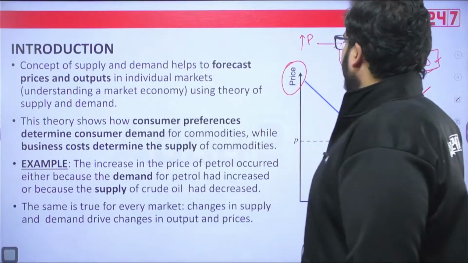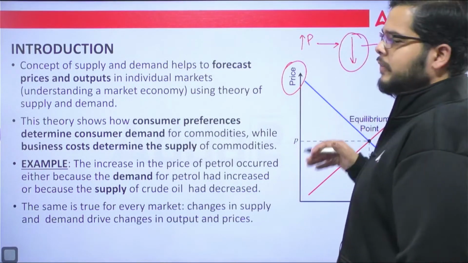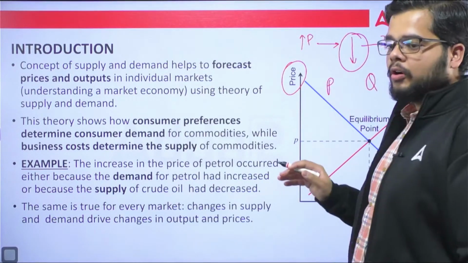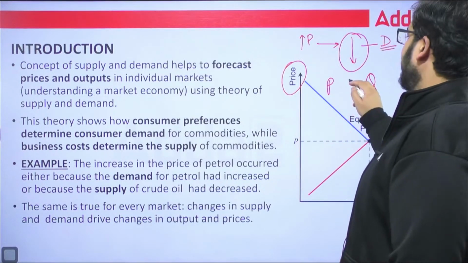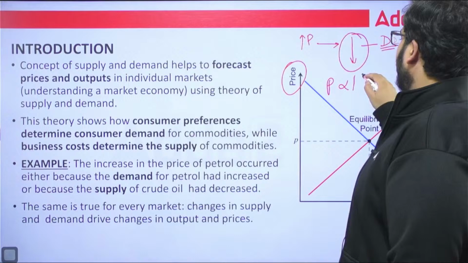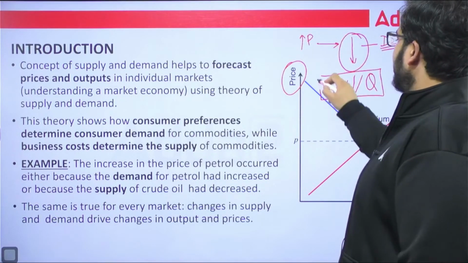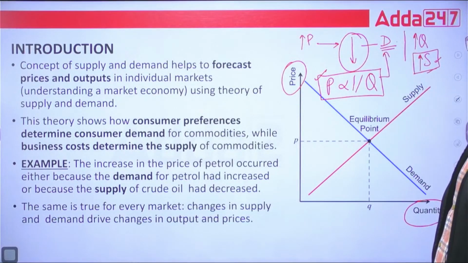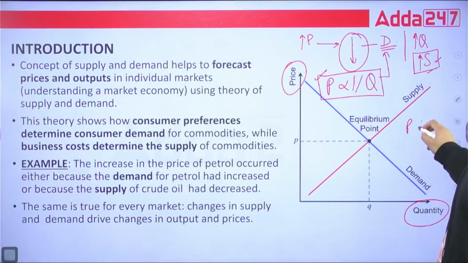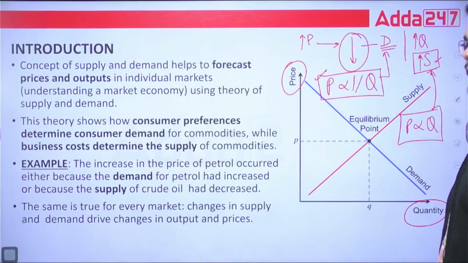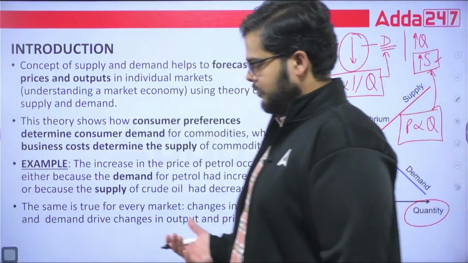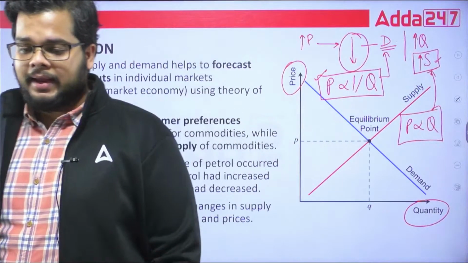So basically what I am trying to say is that there is an inverse relationship between price and quantity when we talk about the demand side. Prices and quantities have the negative or inverse relationship on the demand side. On the other hand, prices are directly proportional to the quantity when we talk about supply. These two things you must remember, and you are good to go to start your journey to learn the concept of supply and demand.